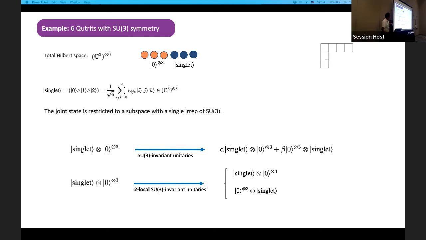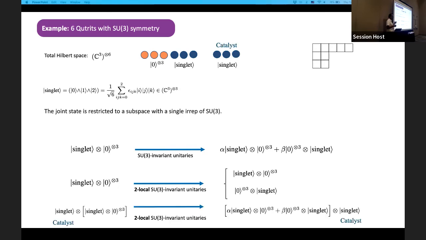Okay. Interestingly, it turns out that we can actually circumvent this no-go theorem again with a catalyst. In this case, the catalyst will be 3 qutrits in the singlet state. And if you add that singlet to the initial state, then using just 2-local SU(3) invariant unitaries, you can create this superposition now, and you can return your catalyst totally unchanged in its initial state. Okay, so it turns out that there is actually a new type of conservation law that captures this type of no-go theorem. There is a conservation law that holds under 2-local SU(3) invariant unitaries, and it takes a different value for this state and those superpositions. And because of this fact, we can understand this no-go theorem.